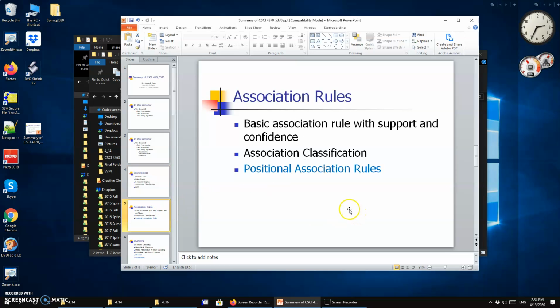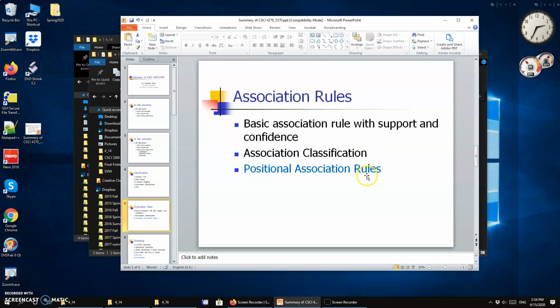And then we move on to association rules. So we spend quite a few amount of time talking about the basic association rules with the discussion of support and confidence. We discuss about multi-level of the association rules as well. And then how do we modify association rules into association classification?